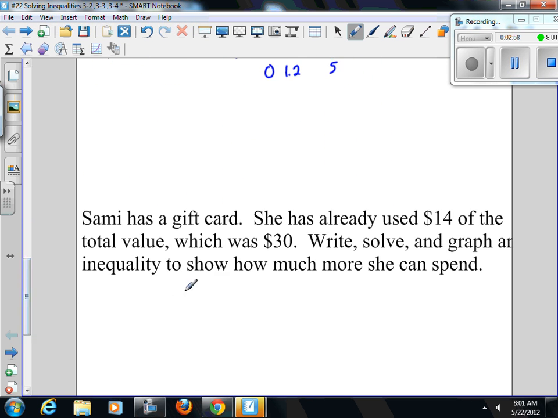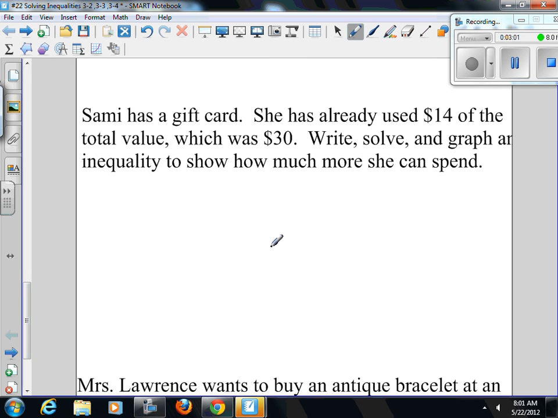Okay. Next. Sammy has a gift card. She's already used $14 of the total value, which was $30. Write, solve, and graph an inequality to show how much more she can spend. Okay? So she's already spent 14. She wants to spend some more. So let's call X the amount that she can spend. If we add that to X, it's got to be less than or equal to 30. Because she can't spend over 30. She can spend less than that, but she can't spend over that.